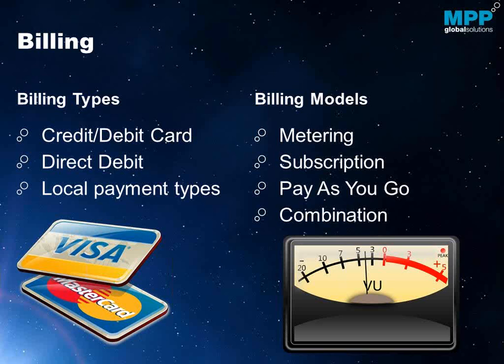So metering is, typically, you're somehow measuring the usage of the system and then charging them. Tends to be less common. The most common is a direct subscription, and pay as you go is quite important if you're issue based or you do have events that are driven around your content. But typically, you need a combination of different billing models.